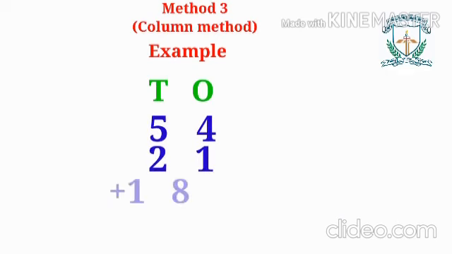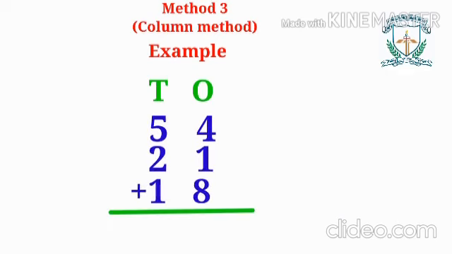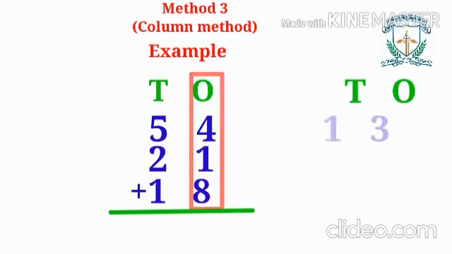Now let's move on to method 3, column method. In this method, we have to arrange all the three numbers, that is 54, 21 and 18 in tens and ones column. After arranging the numbers, we will start adding from ones place. After adding ones place digits, that is 4, 1 and 8, we will get 13 as the answer.